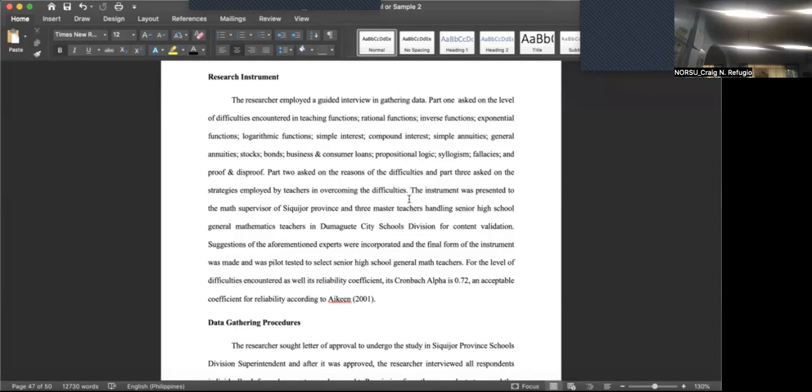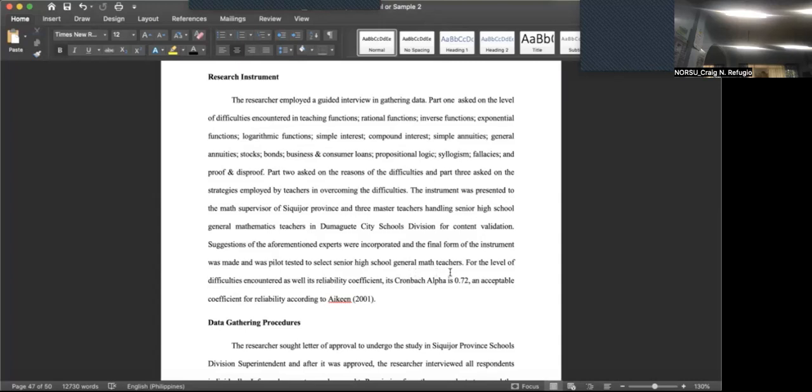The instrument was presented to the math supervisor of Siquijor province and 3 master teachers handling senior high school general math teachers in Dumaguete City Schools Division for Content Validation. Suggestions of the aforementioned experts were incorporated and the final form of the instrument was made and was pilot tested to select senior high school general math teachers.